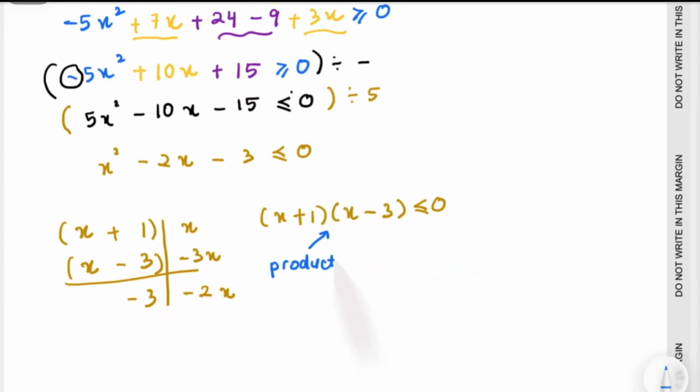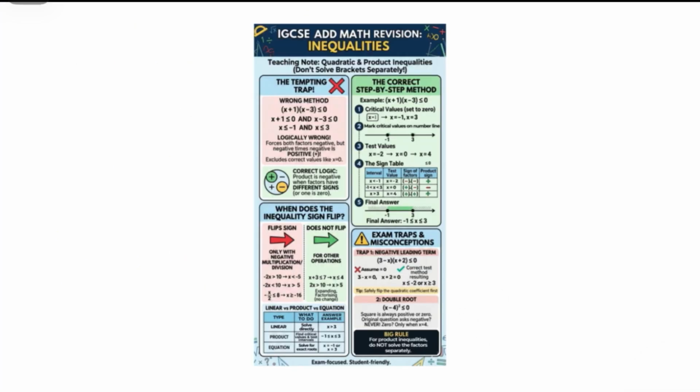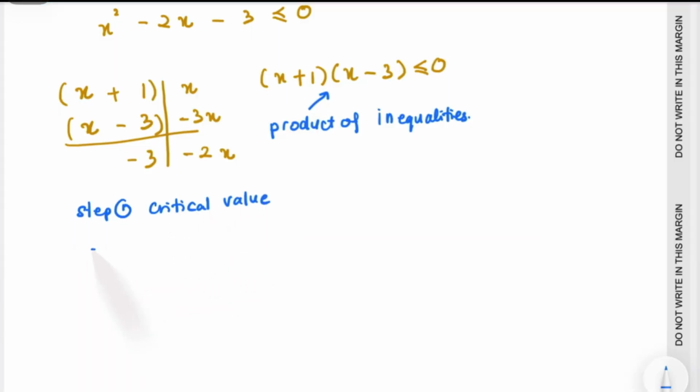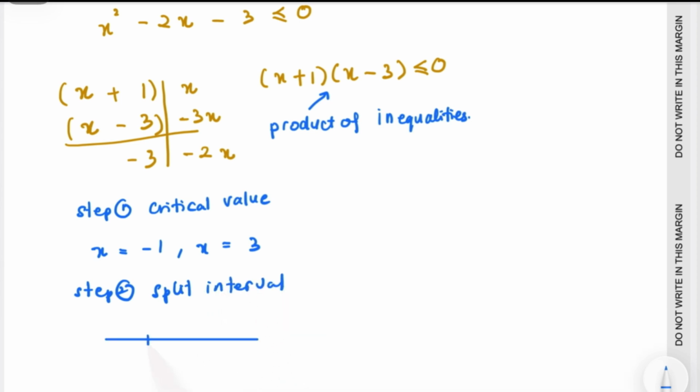This is a product inequality. In order for us to solve this, we need to find its critical values and test the values. To find the critical values, solve for x and make each factor equal to 0. So our first x will be x equals negative 1 and second x equals positive 3. Step 2 is drawing the x values on a number line. So negative 1 is over here and 3 is over here.